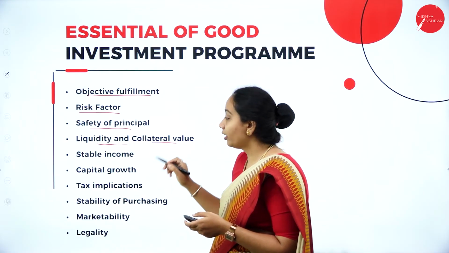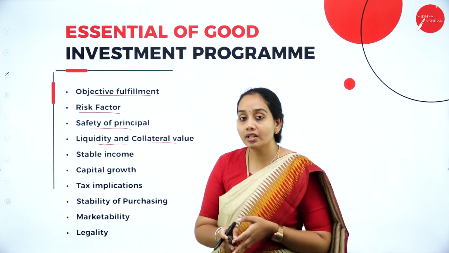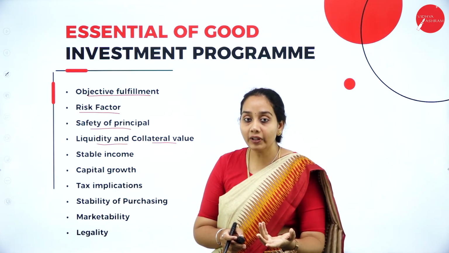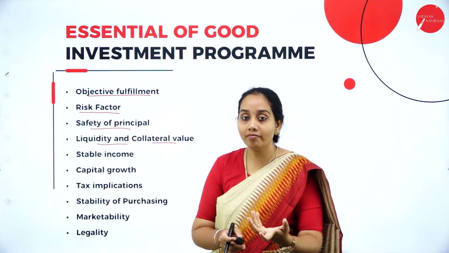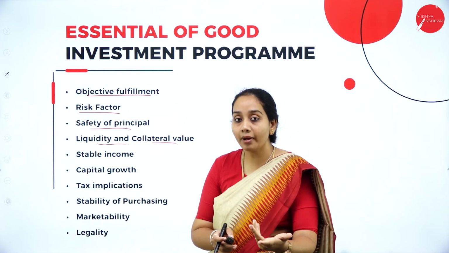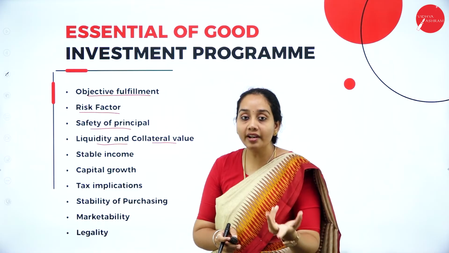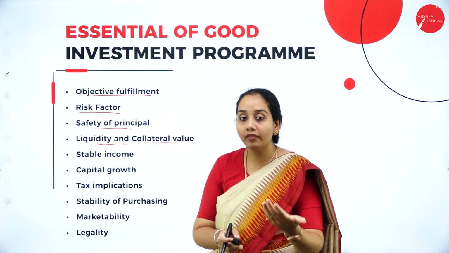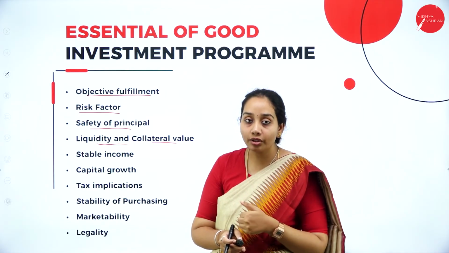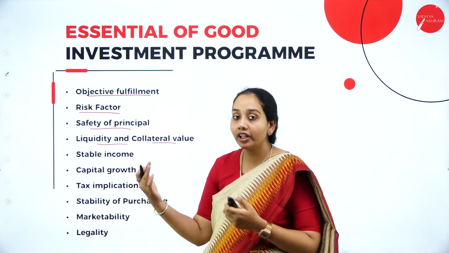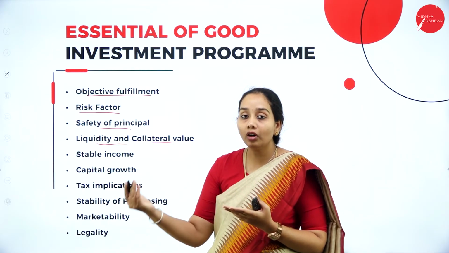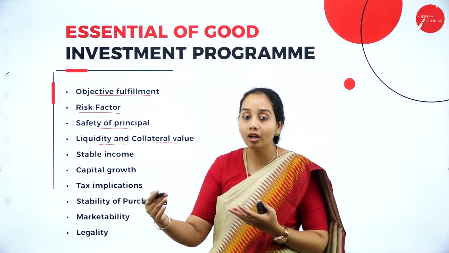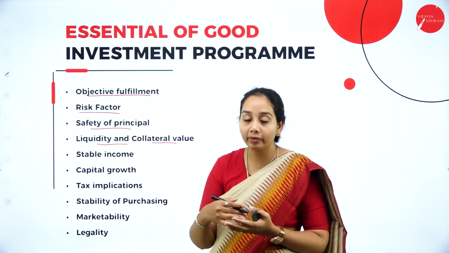Next is liquidity and collateral value. Liquidity is the ability to immediately turn an investment into cash. Say, for example, you have invested in buying a land, and if you want to sell it, you can immediately encash it. Then collateral value means it has an equal or agreed value between the parties. To whom you are selling the land, there is a mutual agreement between them.